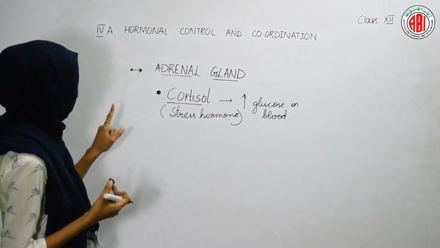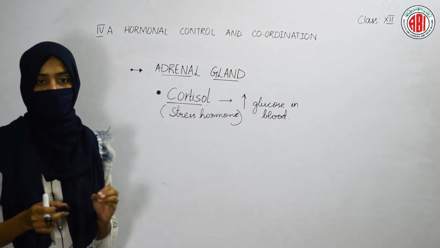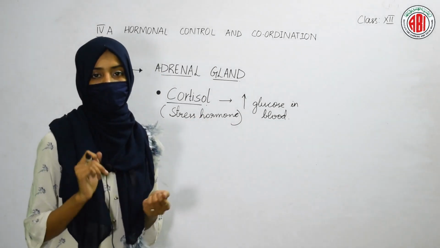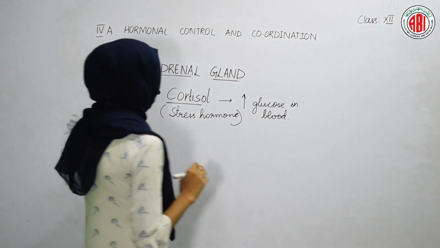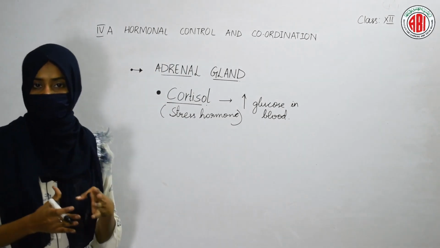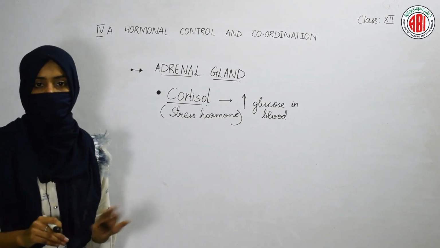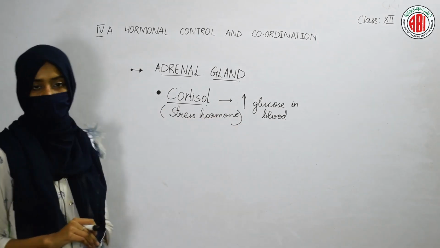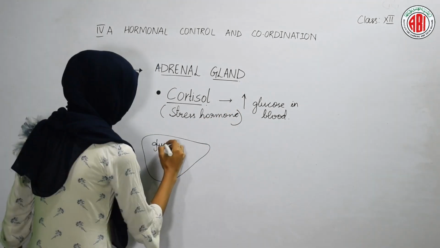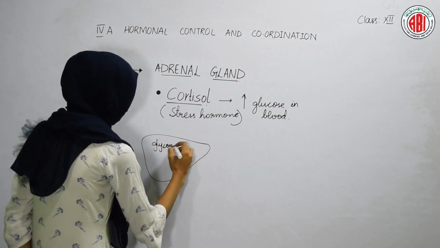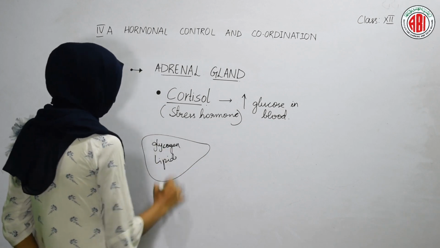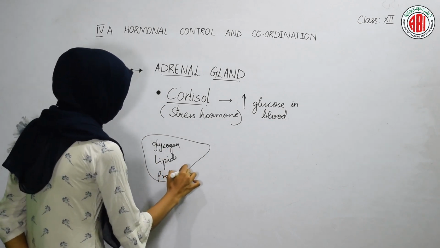So during some stress conditions, we need a lot of glucose in our body. So cortisol helps to give glucose into the blood, to regulate the level of glucose in our blood. It helps in increasing the level of glucose in the blood. We all know that in the liver, glycogen is present, which is a source of glucose. Lipids are also found, proteins are also found, right?